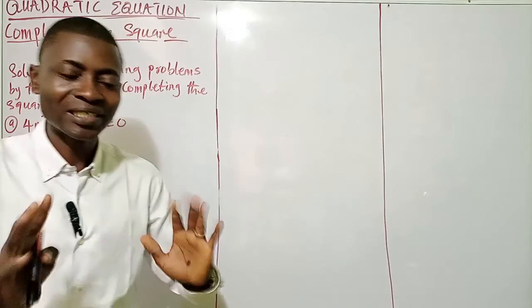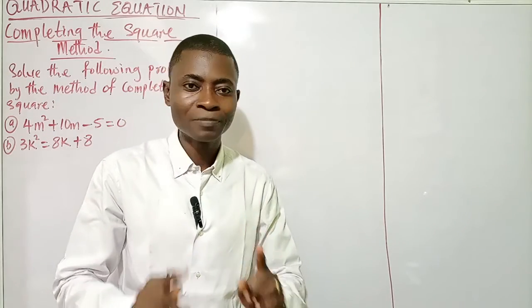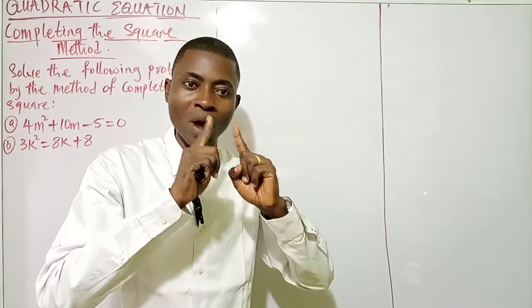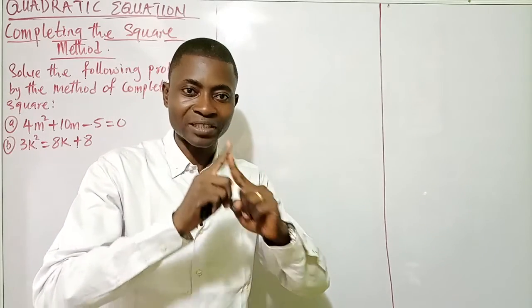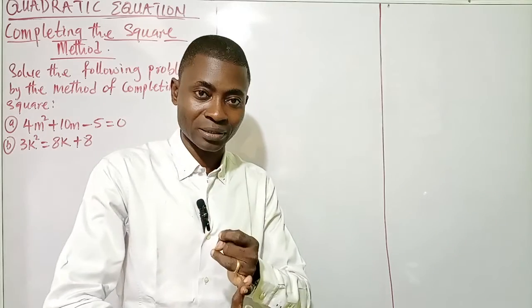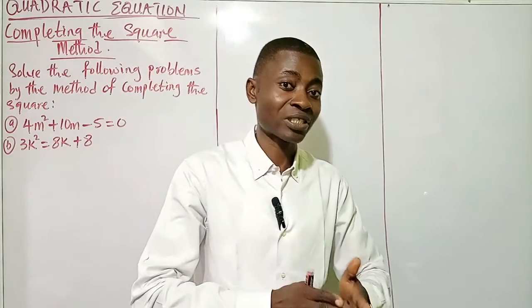Now please, this is the key under this method. What is the key? Watch out for the coefficient of x squared, or y squared, or whatever alphabet is being used. Your first job is to reduce it to 1. After reducing it to 1, you move to the second step. What is the second step?